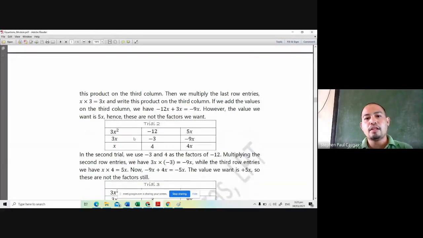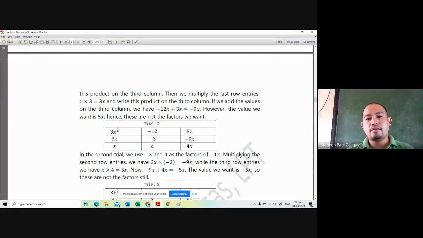So what I did was keep my factors for 3x squared as 3x and x, but this time I want to use negative 3 and 4 as factors of negative 12. So when I multiply 3x and negative 3, you will get negative 9x, and then x and 4, you will get 4x.